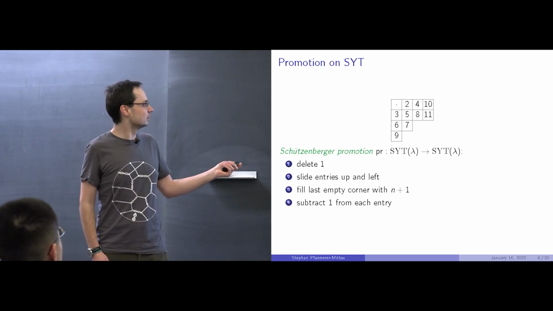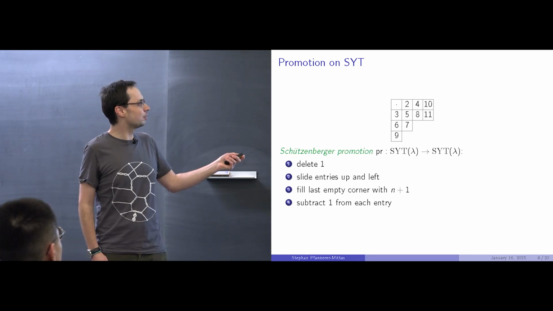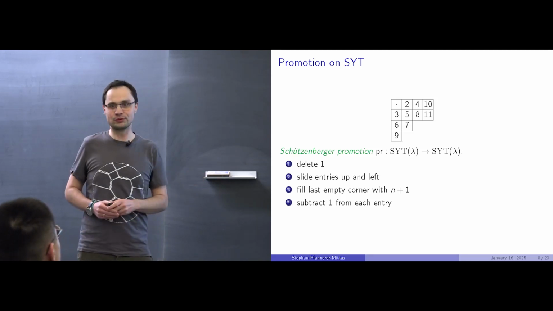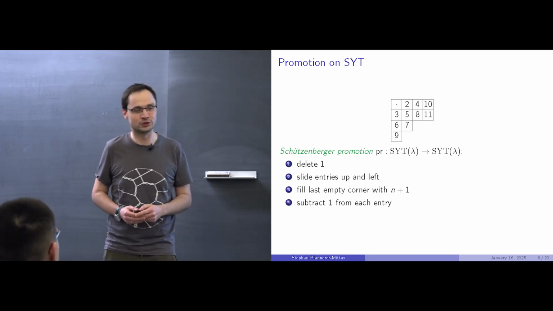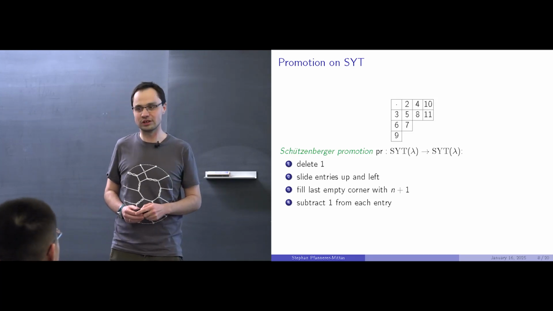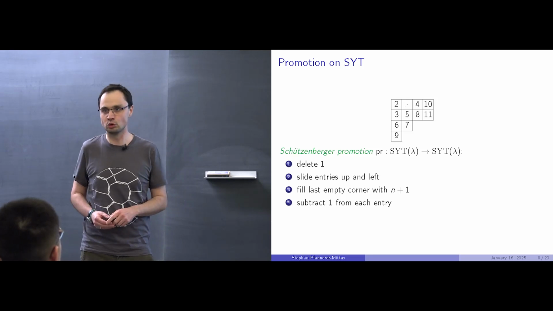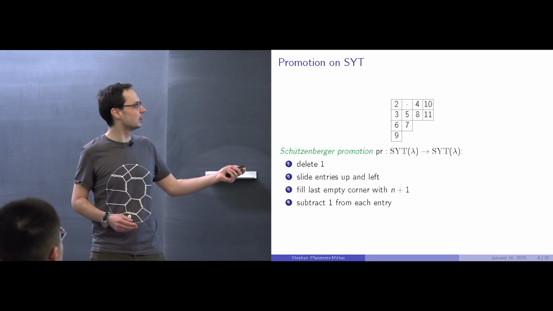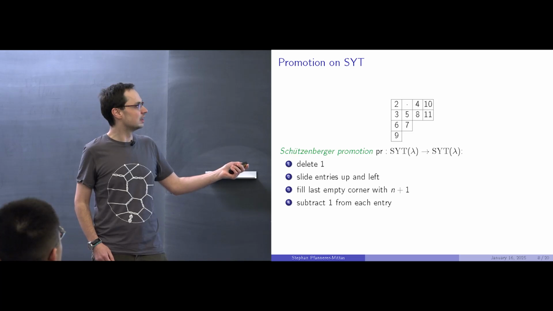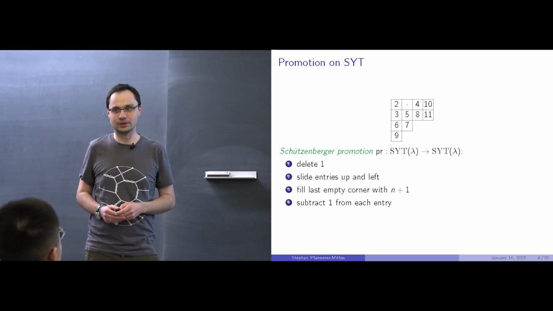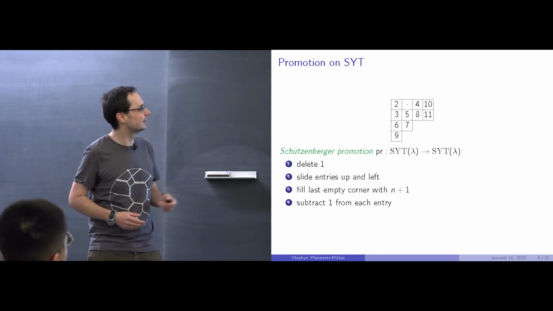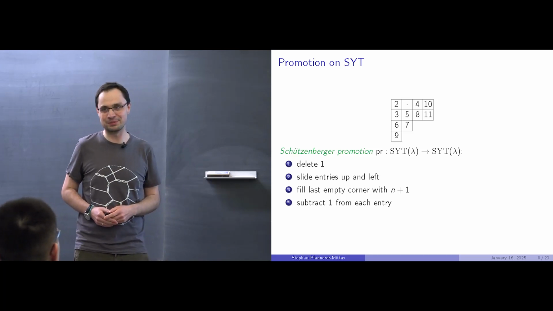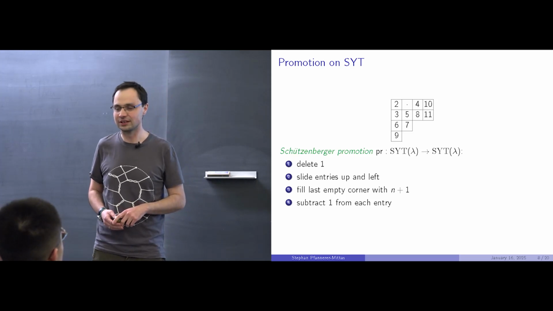So I deleted the 1, and then I can slide either left or up. But if I would, for instance, move the 3 up, that's not good because then the first row is 3, 2, 4, and 10. That's not increasing. So better move the 2. Now I have this empty spot. I can either move the 4 or the 5. What should I move? The 4, I can see that, yeah. Because if I move the 5 up, then the first row is not increasing again.